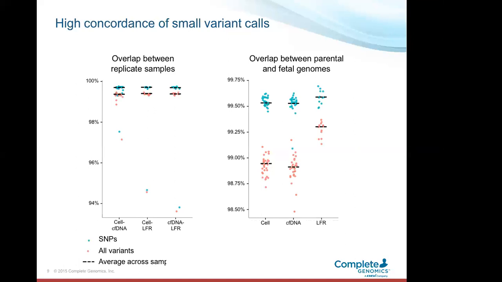Because we have the parental genome information, we were also able to count the overlaps between the parental and the fetal genomes. Similar to the results on the left, we observed over 99.5% SNP concordance in this comparison, and also above 98% concordance for all small variant calls. Again, this result shows we were able to make reproducible genomes from different sources and different library types.